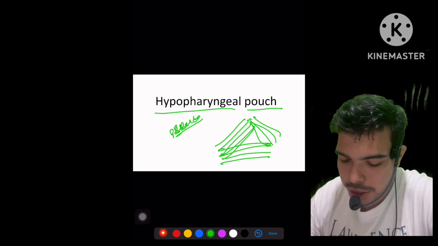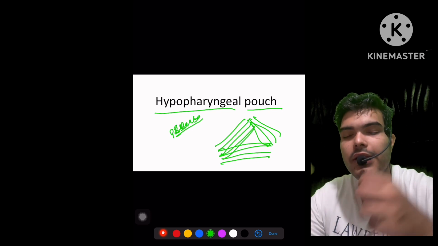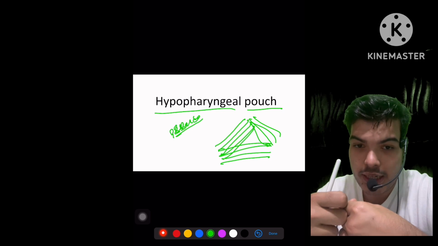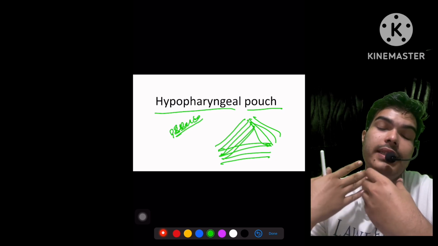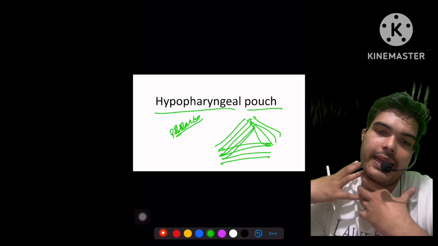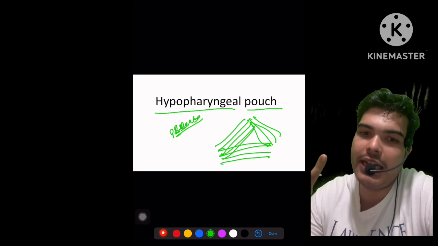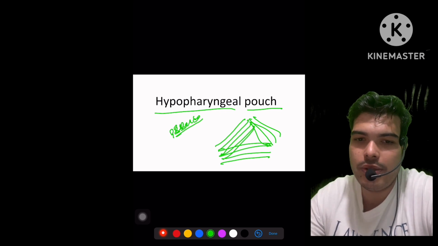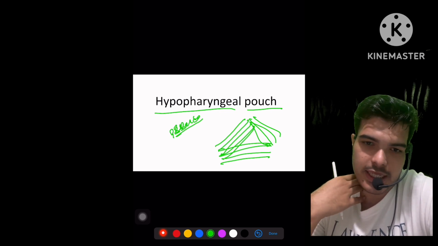Now you need to understand that whenever there is so much contraction of this cricopharyngeus, it comes out bulging from this area. You can see that there is a mass over here, a neck mass. And the person complains that he has certain halitosis. So why will he have halitosis? He will have halitosis because of the undigested food which is present in the pouch.